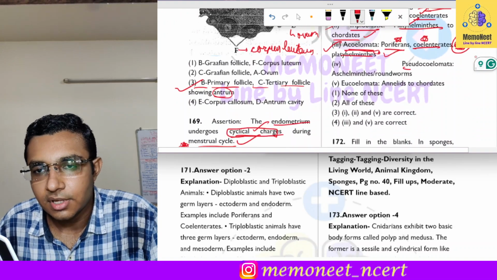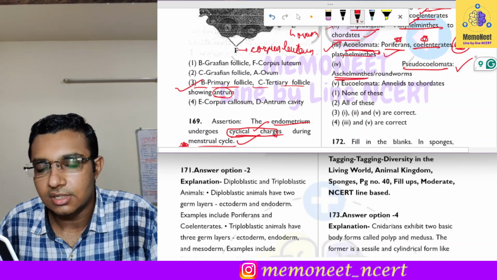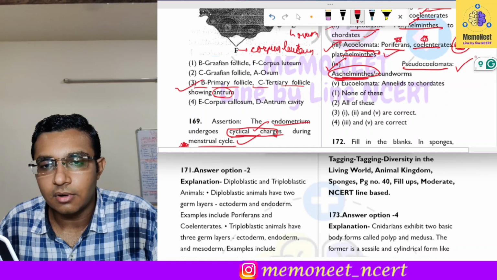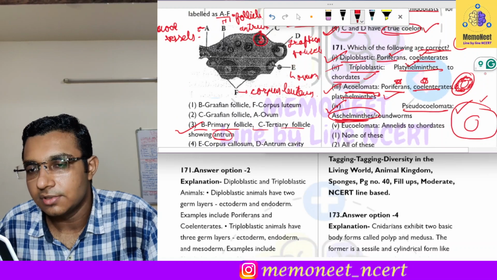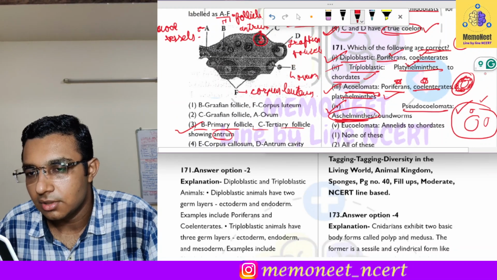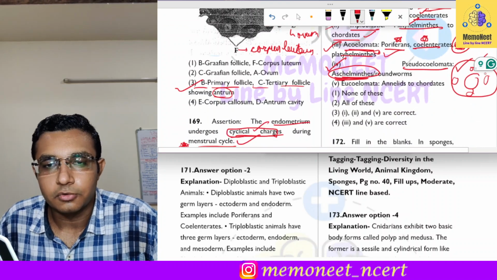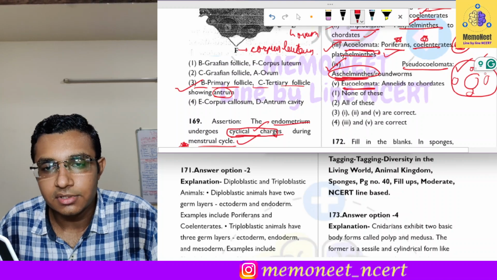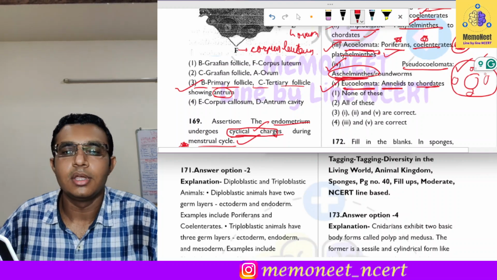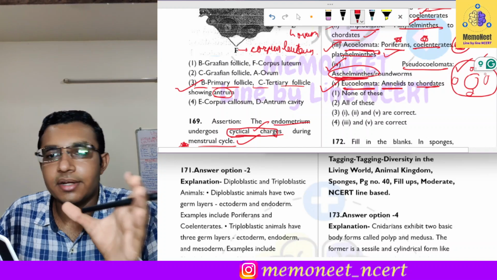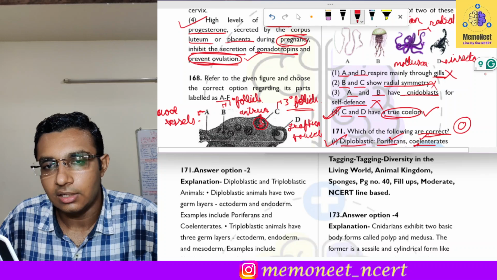The fourth statement is pseudocoelomata. In pseudocoelomata, aschelminthes or roundworms are there. Yes, this statement is also correct, because these aschelminthes or roundworms have scattered mesoderm, in pouch-like patches. If this is the ectoderm and this is the endoderm, the mesoderm is present like this in scattered pouches. Therefore they are called pseudocoelomates. So the fourth statement is also correct. And the fifth statement is: eucoelomata are from the annelids to chordates. This statement is also correct, since true coelom is found from the annelids to chordates. So the correct answer of this question is all of these, that is option 2, are true.